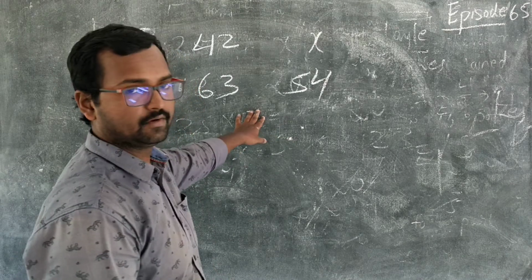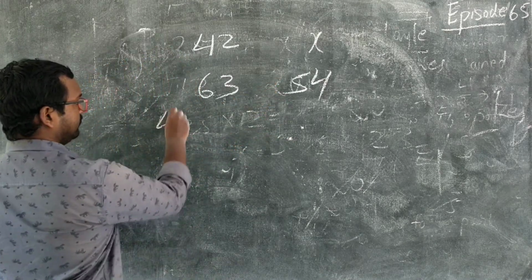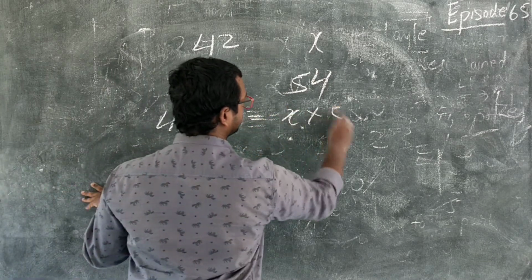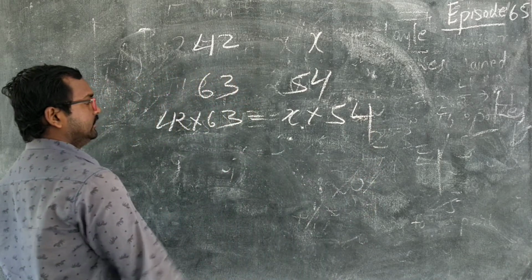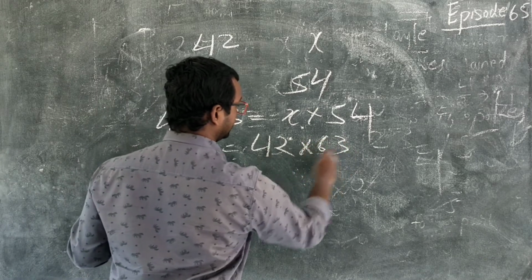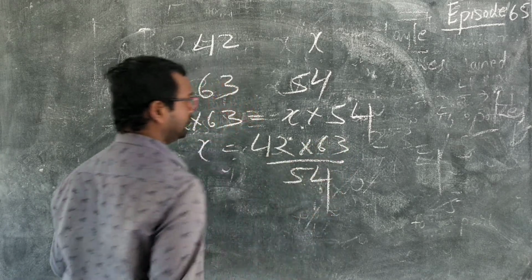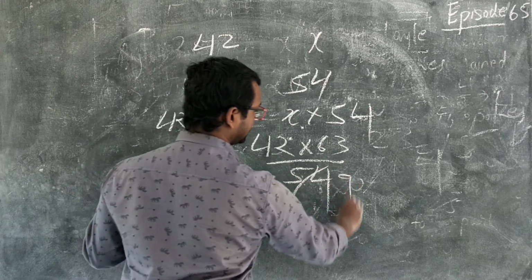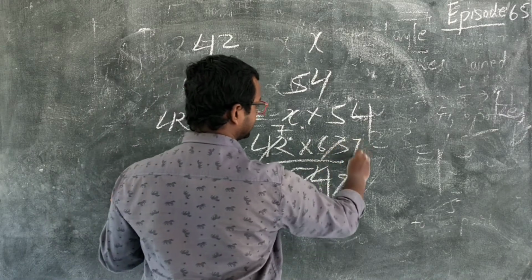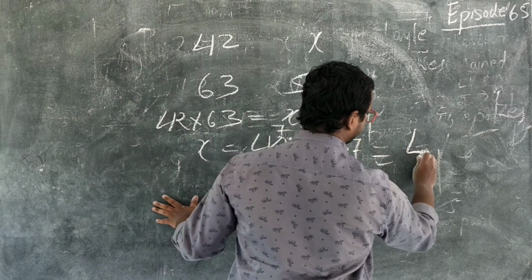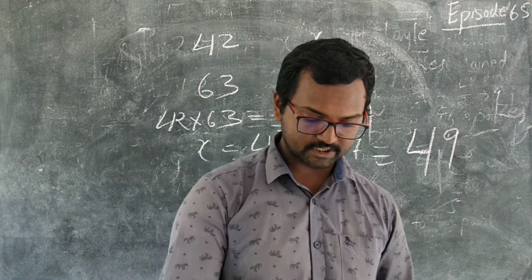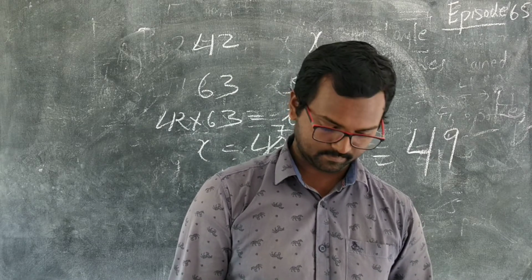Now, we have to find the value of x. We will apply x1, y1 is equal to x2, y2. Now we want to find the value of x, so keep x there. 42 into 63 divided by 54. Now see, 6 9s are 54, 6 7s are 42, 9 7s are 63, 7 into 7 is 49. So we require 49 machines to finish the job in 54 days.